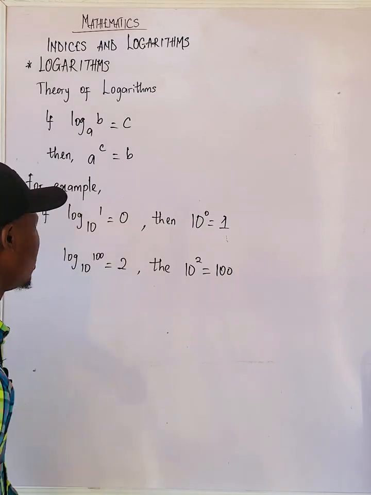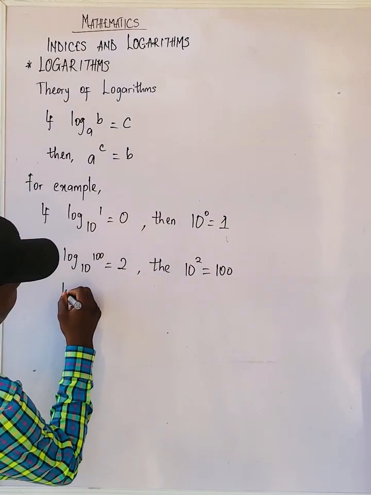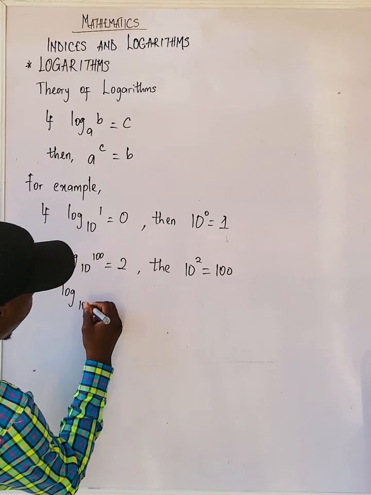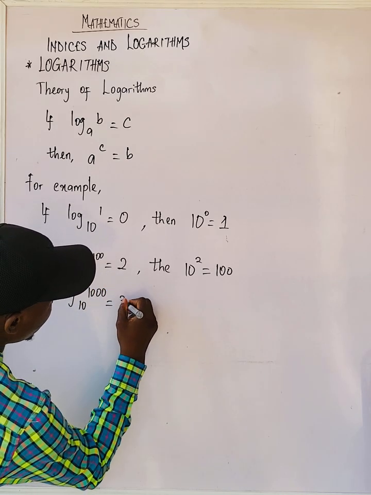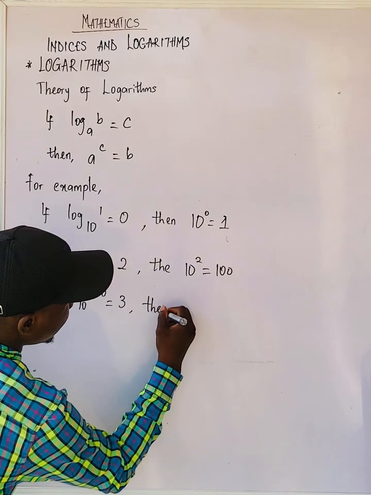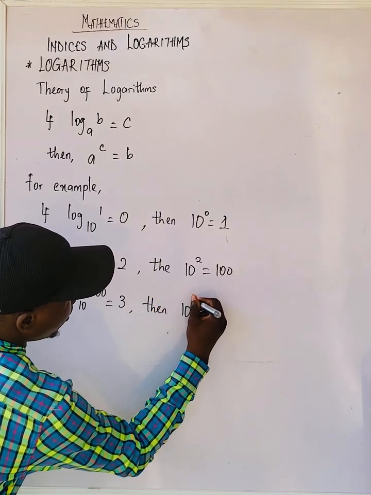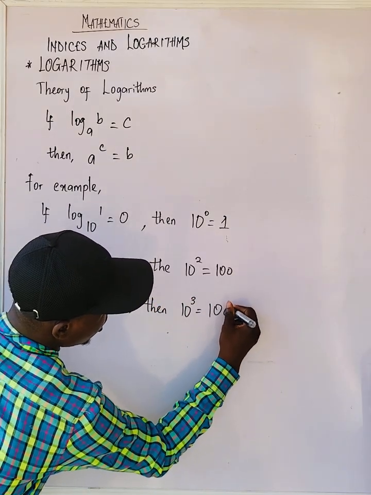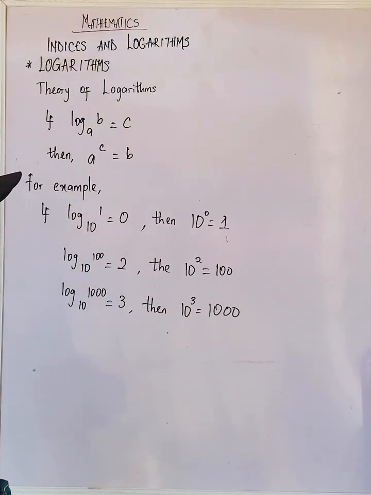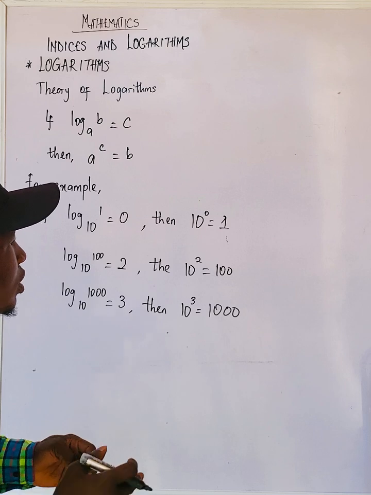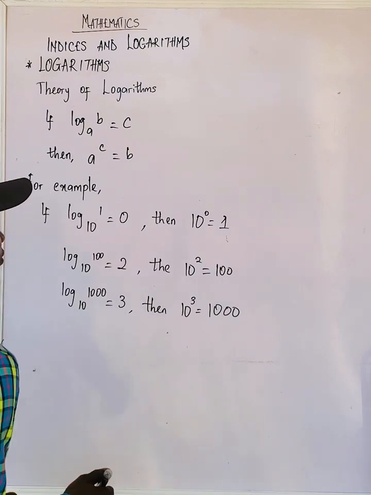I hope you understand. Let's go for the last one. Log 10 to the power of 1000 is equal to 3. What does it say? It says then 10 to the power of 3 is equal to what? 1000. 10 to the power of 3 is equal to 1000. So I hope you understand. So let's solve a few examples.